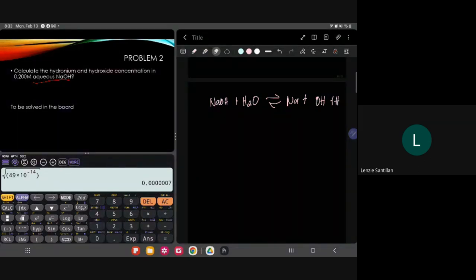So let's use this part of an equation para hindi kayo ma-confuse. Kahit hindi na ilagay yung water, so magiging Na plus OH. Dahil siya ay aqueous, meron din tayo for water which is H plus OH. Ayan. Okay, so, ang given daw dyan is, calculate the hydronium and hydroxide concentration in 0.200 molarity aqueous NaOH.